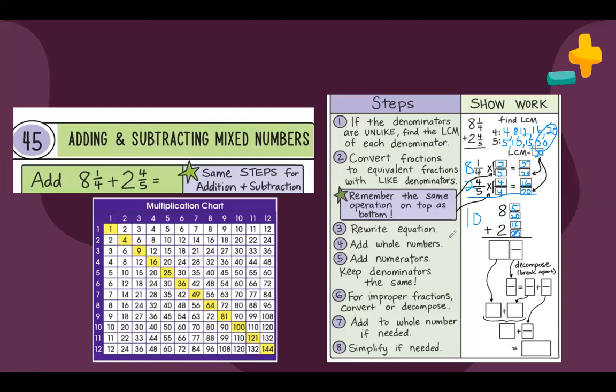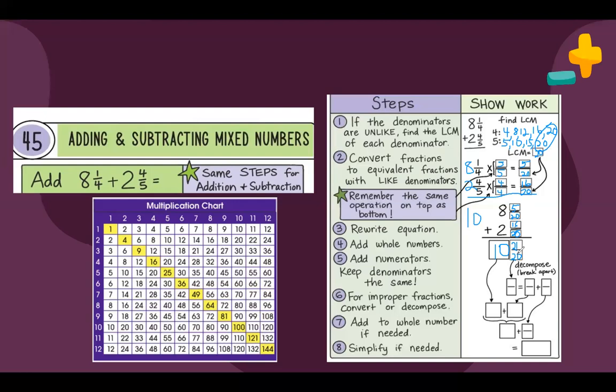Okay, it says rewrite the equation. I don't think that's really necessary, but then add the whole numbers. 8 plus 2 is 10. And then add the numerators, keep the denominators the same. That's going to be 21/20ths, because 16 plus 5 is 21.